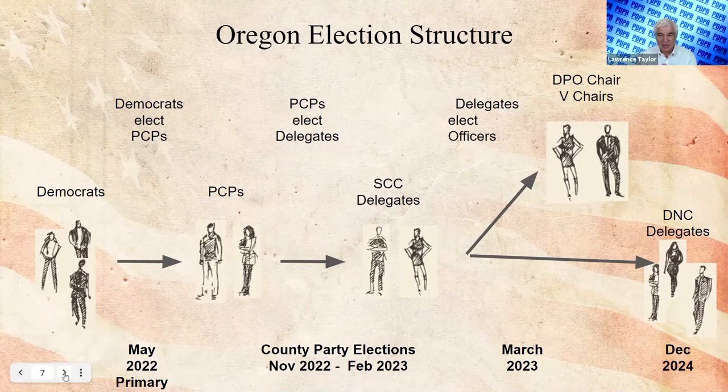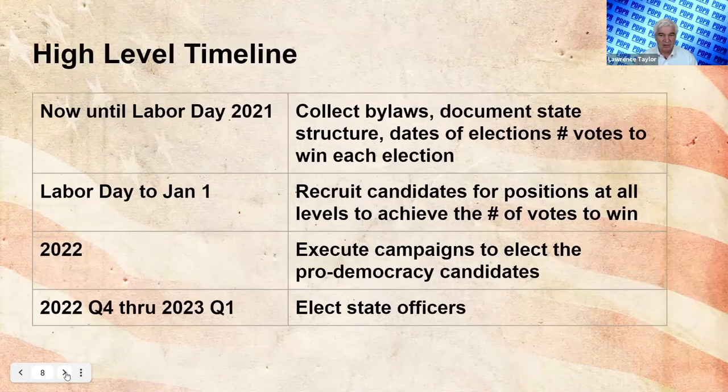The state central committee also elects the chairs and the vice chairs and the other officers. And because these are members of the state central committee or the DNC, we care very much about who gets elected to those positions. And if we have a majority on the state central committee or the executive committee, then we have the controlling votes to determine who gets elected to those.